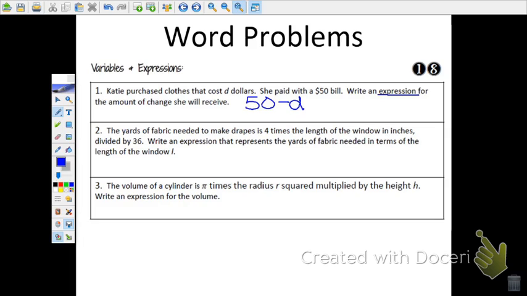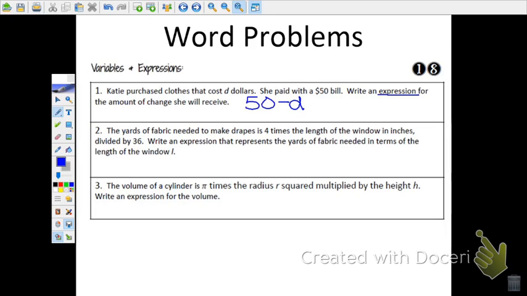Okay, so we can't find an answer because we don't know how much she spent. So we don't know what she's going to get back. We're just writing an expression that can be used. In this particular problem, they told us what to use for the variable. They used the variable D because we're talking about dollars.